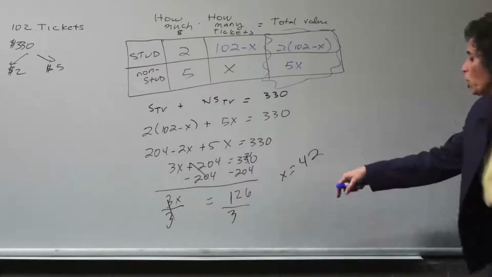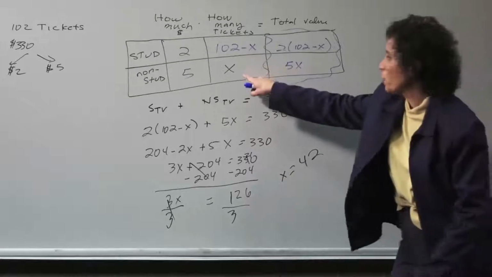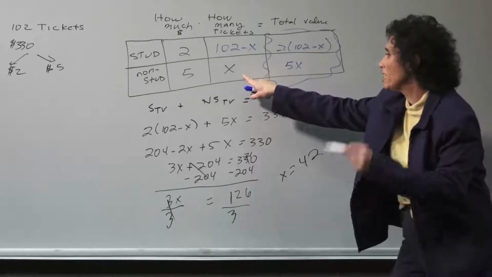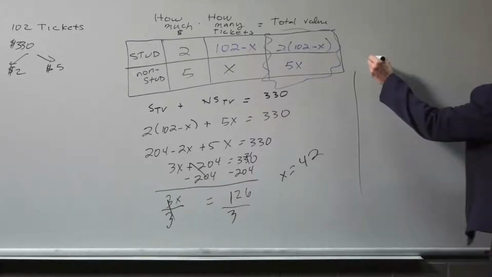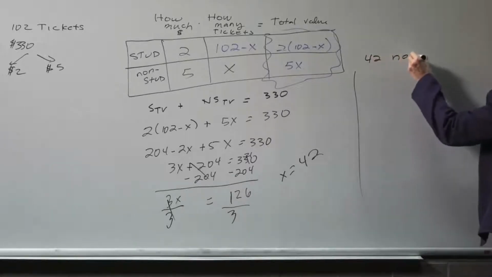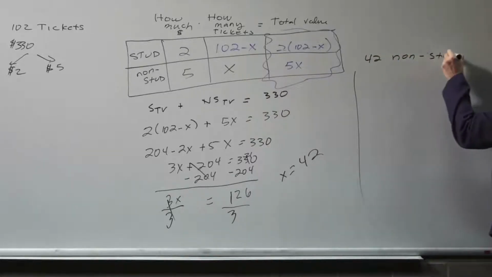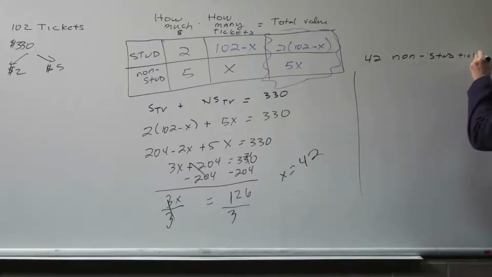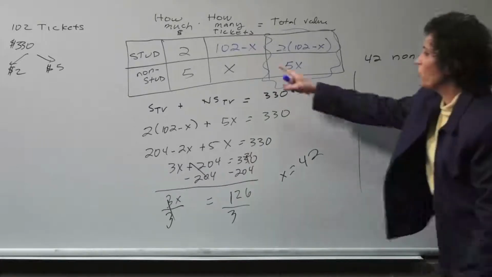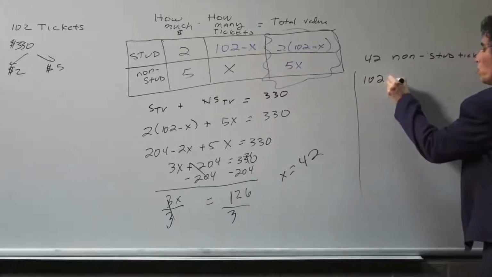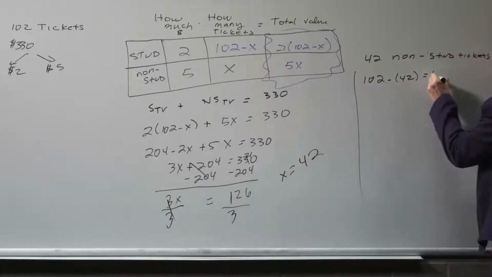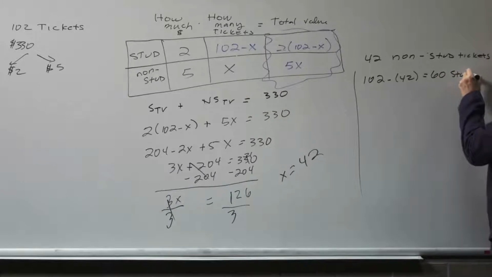What does 42 represent? 42 represents the number of non-student tickets. And what do you want to know? How many of each type? So there's 42 non-student tickets. But you also want to know how many student tickets. That's 102 minus X. 102 minus 42 is 60 student tickets.